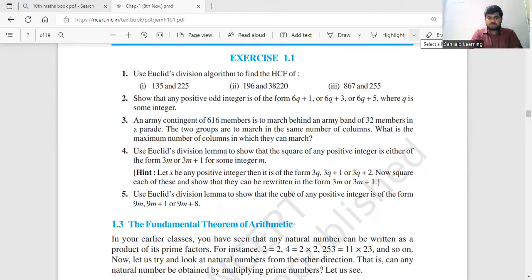any positive integer is of the form 9m or 9m plus 1 or 9m plus 8. So that is, let's take any positive integer. If I cube it, either it is in the form of 9m or 9m plus 1 or 9m plus 8. So initial step, let's take a positive integer.